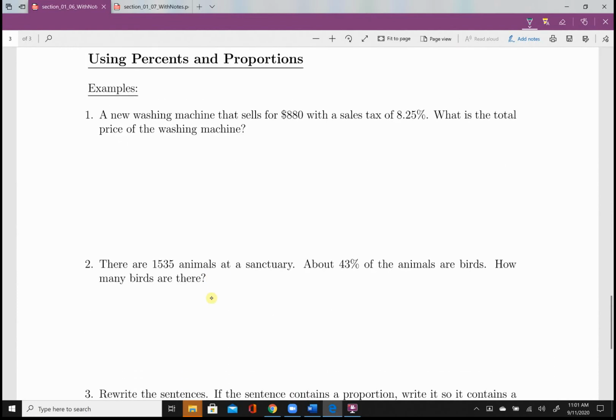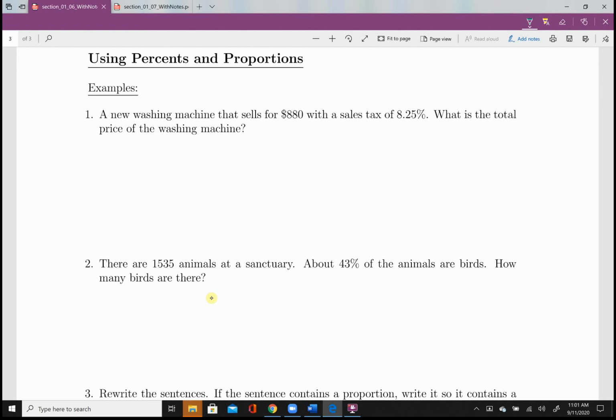Now let's go ahead and use percents and proportions with some wordy problems. Your favorite, I'm sure. So let's dive into this first example. It says a new washing machine that sells for $880 with a sales tax of 8.25%. What is the total price of the washing machine?